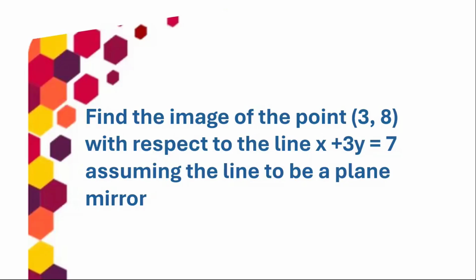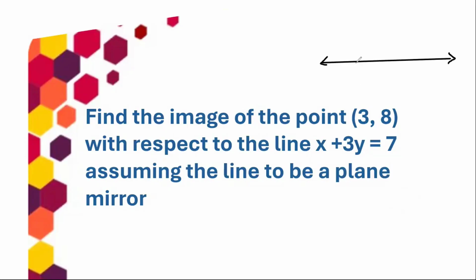The question is: find the image of the point (3, 8) with respect to the line, assuming the line to be a plane mirror. Okay, so let's discuss this question using the Cartesian plane. Let's say this is the plane mirror that we have. I'm taking the horizontal mirror.